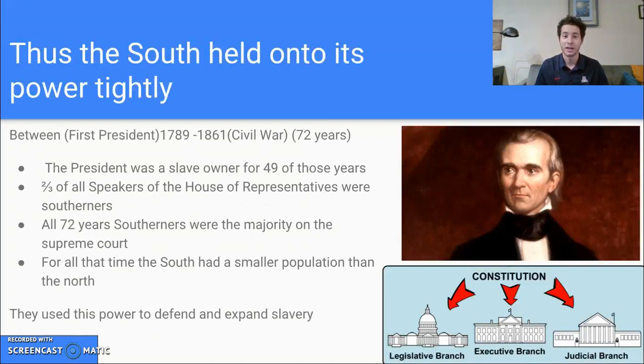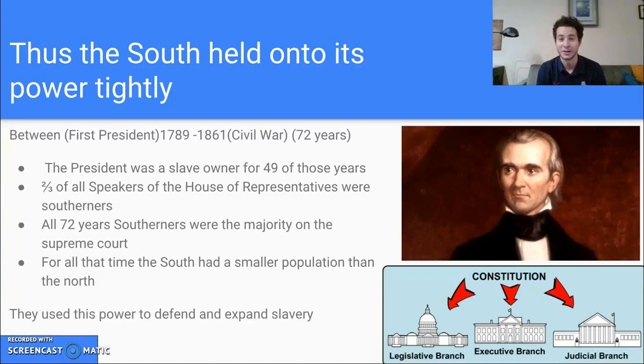Thus, the South really strongly tried to keep power in the United States. From the time that we had our first president, Abraham Lincoln, to the Civil War was 72 years. For 49 of those years, a Southerner was the president. Now, there was a much smaller population in the South, and there were fewer states in the South. But even with that, the majority of our presidents came from the South and honestly were slave owning.